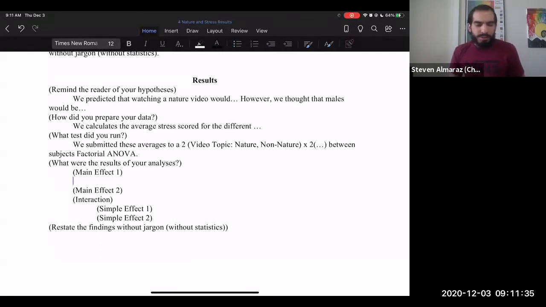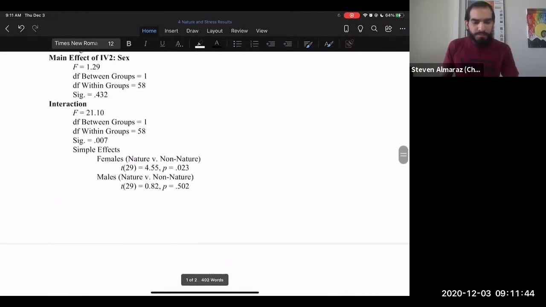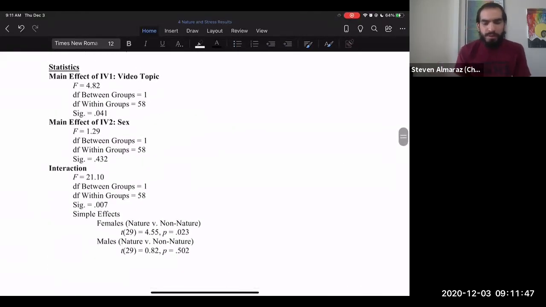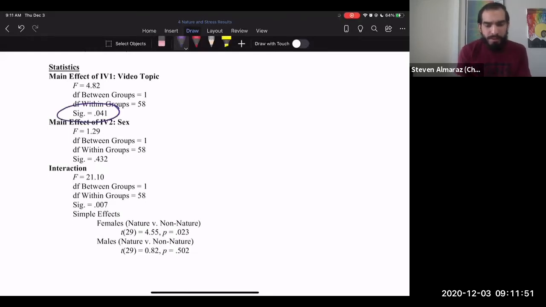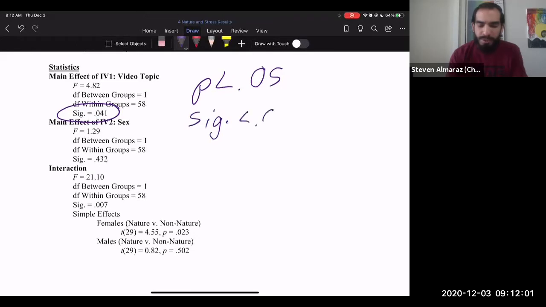So the first thing that I'm doing is for main effect 1. We gotta say whether we found a significant main effect. To figure out if I have a significant main effect, I'm gonna look right here. If P is less than 0.05, if our significance value is less than 0.05, those mean the same thing. P and significance are the same. Then we have a significant effect.